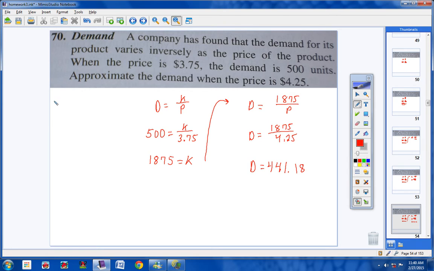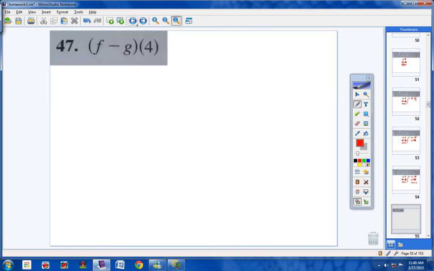Okay, students, moving on now to page 131, numbers 47 through 65. Let me turn over there in my book real quick, and let's get going. Here we go. Now, F minus G of 4.